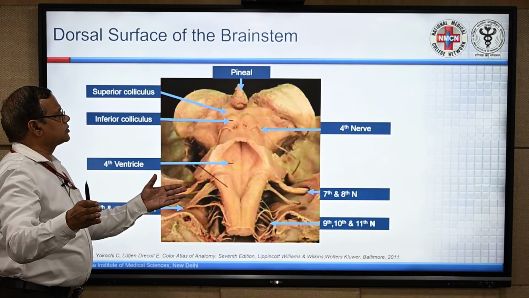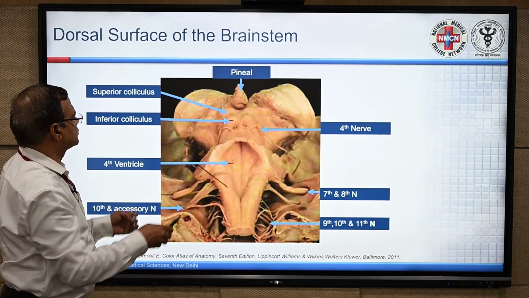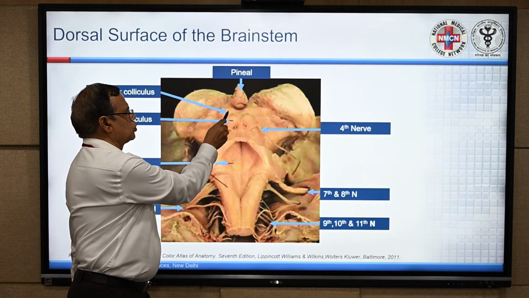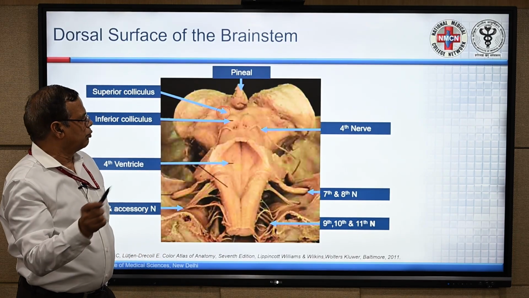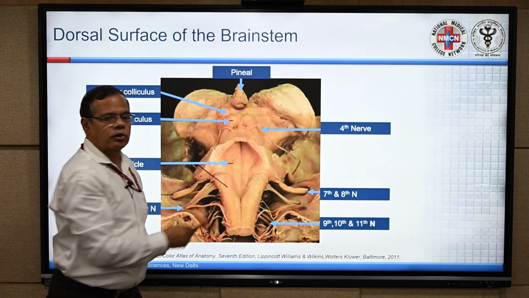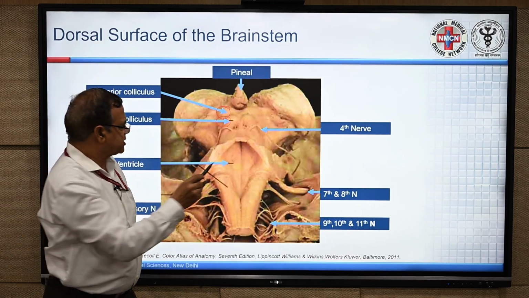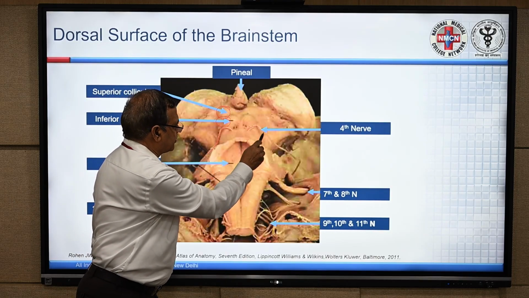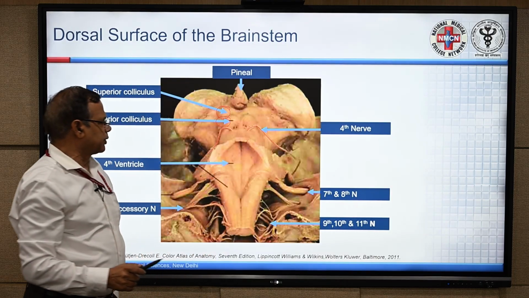The dorsal surface of the brainstem: what you see is the pineal gland, then the superior colliculus. Below it is the inferior colliculus, and very nicely seen is the fourth nerve. This is the only nerve coming from the dorsal surface of the brain.